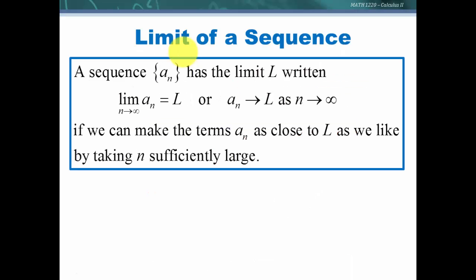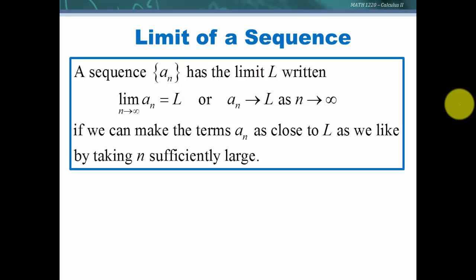So let's look at a definition of the limit of a sequence. A sequence a sub n has a limit L written, limit as n approaches infinity, a sub n equal L, or a sub n approaches L as n approaches infinity. So two different notations for expressing this idea of the limit of a sequence. If we can make the terms a sub n as close to L as we'd like by taking n sufficiently large.